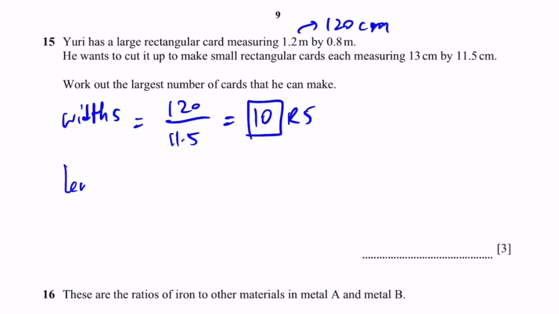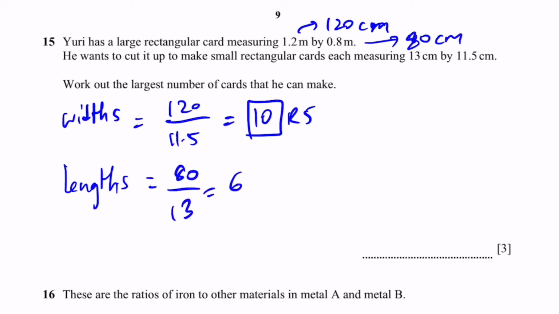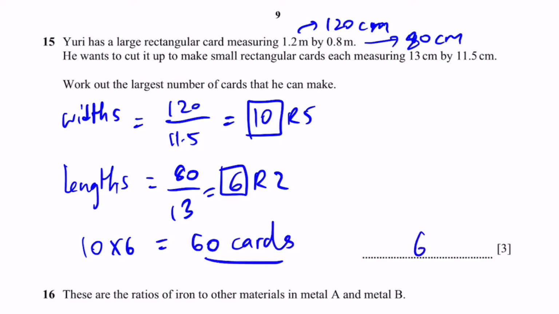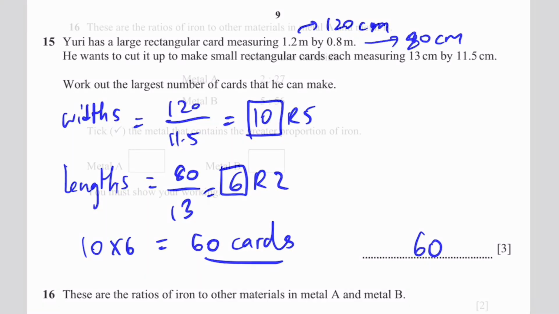And the number of lengths, which is 13 centimeters, will be 0.8 meters or 80 centimeters divided by 13. So 80 by 13 is equal to 6 with remainder 2. Now, the largest number of cards will be 10 into 6, which is equal to 60 cards, and that's our answer. Let's go to question 16.